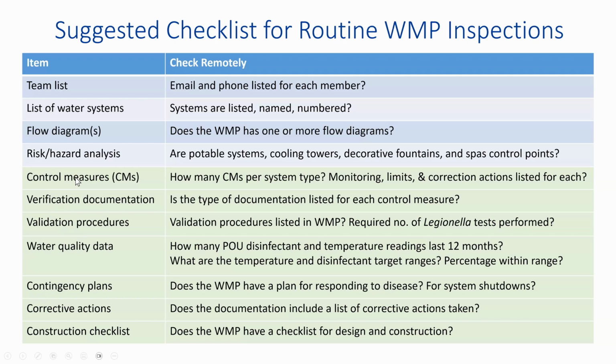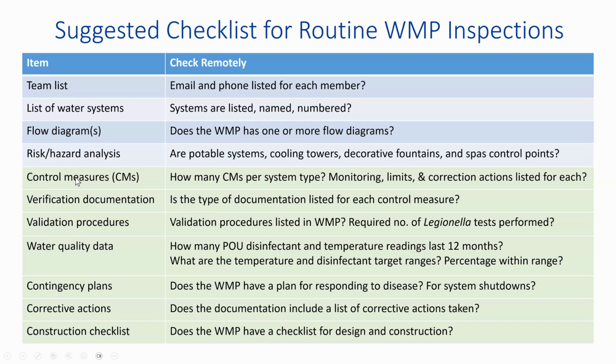Just see what they have at points of use. They should be monitoring at water heaters and other places too, certainly at the point of entry, but at least check it at the points of use, because that's where people are exposed. And that's the end point of the system. So how many readings have they taken in the last 12 months? Very objective, right? An inspector just has to look at the number. How many readings are there of disinfectant and temperature in the last 12 months?